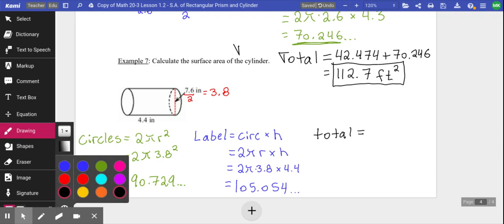The last thing you got to do is add it up. So you're going to do 90.729 plus 105.054. I ran out of space. Your final answer should have been 195.8 after you round it. It was actually 7.8. If you put 7, I'd give it to you. So 195.8 after I round it, and it's inches squared.